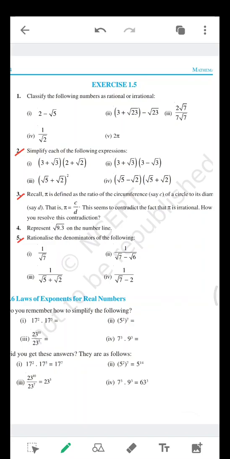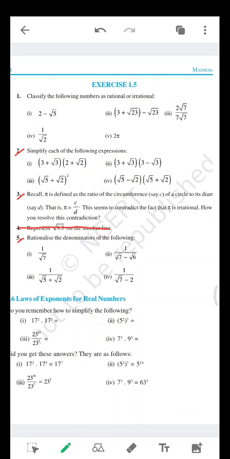Question number 4 is a part of the deleted portion, so we are going to skip question number 4. This is deleted from your syllabus. So question number 3 and question number 5.